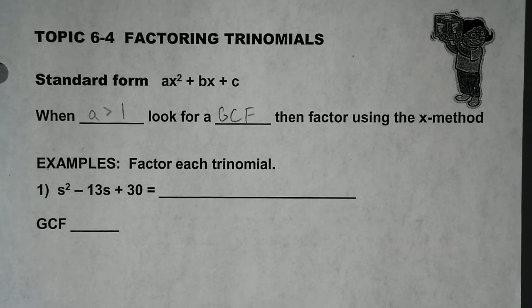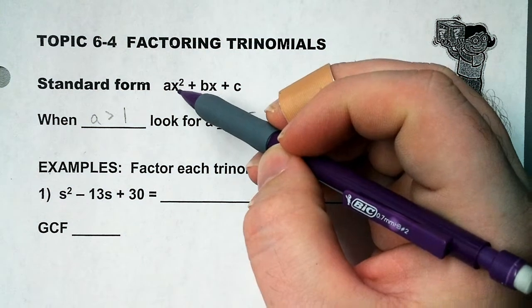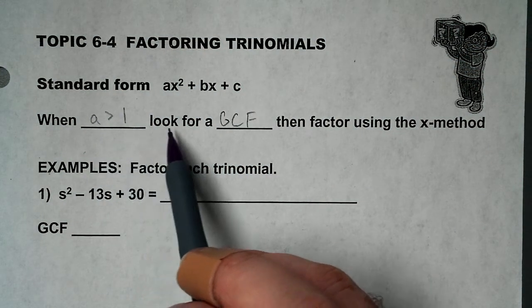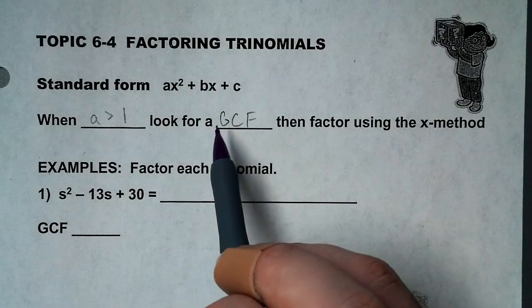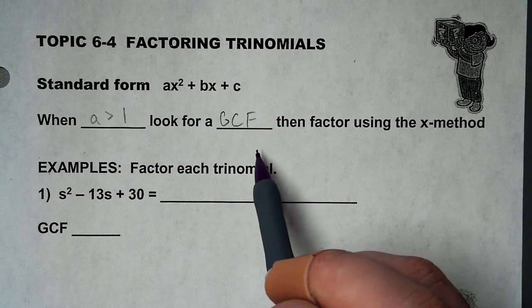We're going to focus on when the a value, the value in front of x squared, is greater than 1. So when a is greater than 1, you need to look for a GCF or greatest common factor and then factor using the x method.